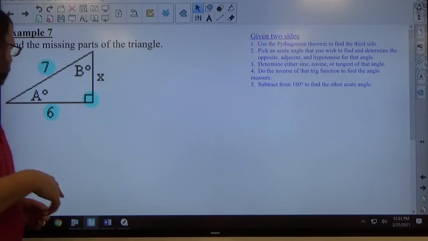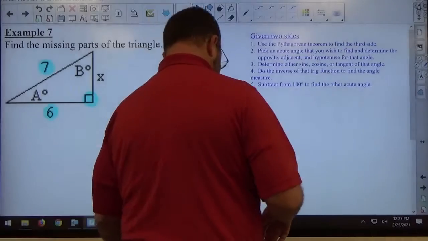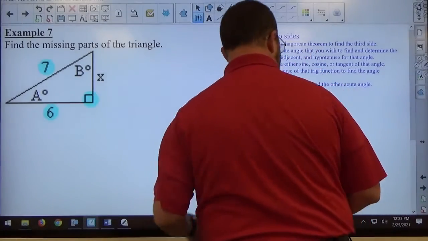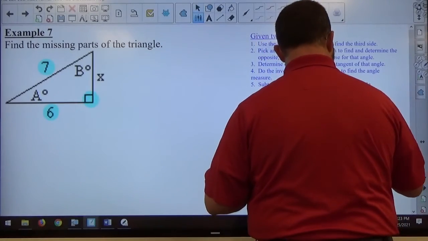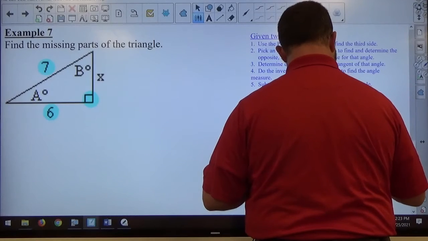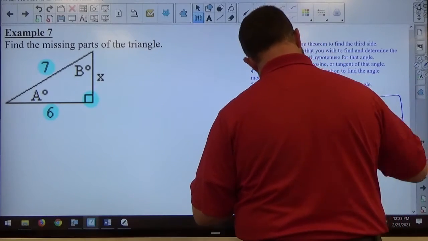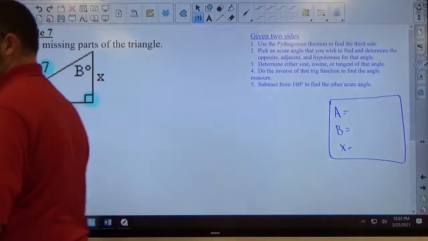So once again, there's three things I want to know, A, B, and X. So I'm going to make a little box over here with my answers. A equals something, B equals something, X equals something. There's where I'm going to put all my answers.